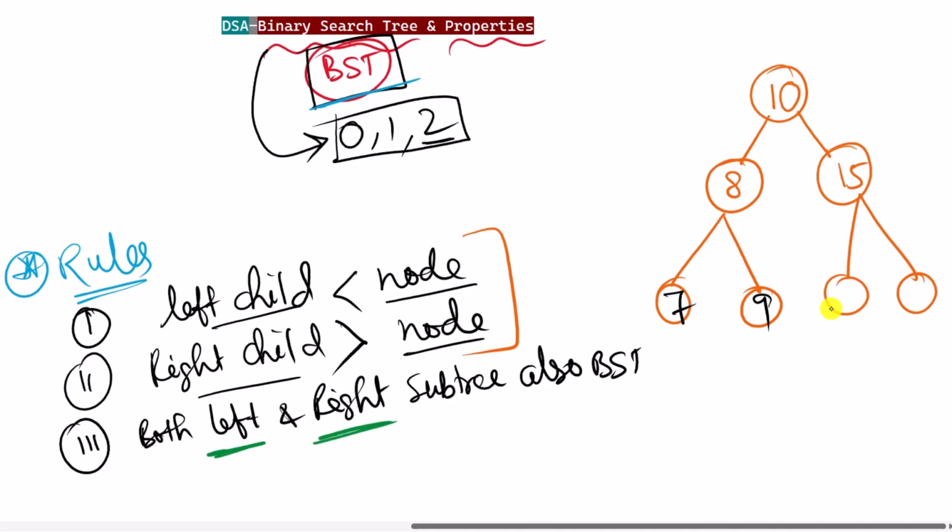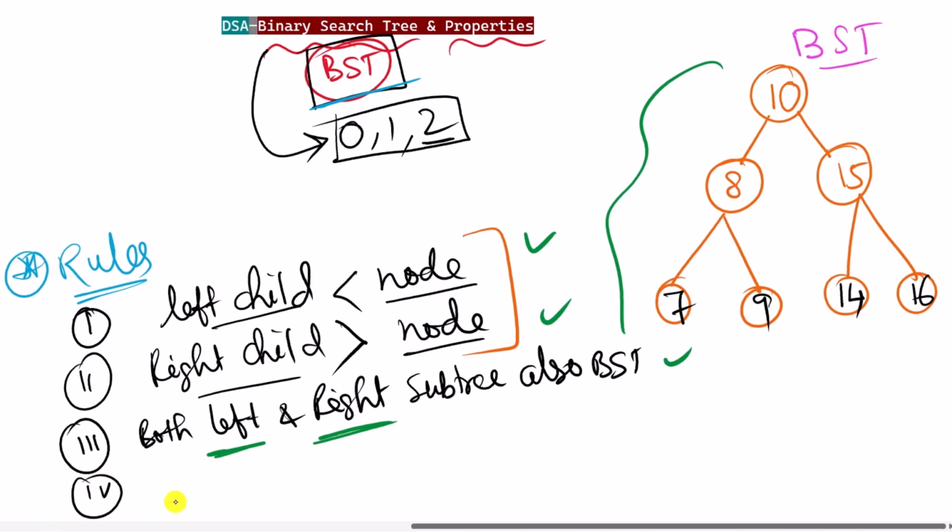Here also the left child should have a value lesser than the node and the right child should have a value greater than the node. When our binary tree follows these rules, only then can we call this a binary search tree. Also, in a binary search tree we do not have any duplicate values, so all the nodes will have distinct values. If the value is smaller than the node, it will be placed on the left. If the value is greater than the node, it will be placed on the right side.